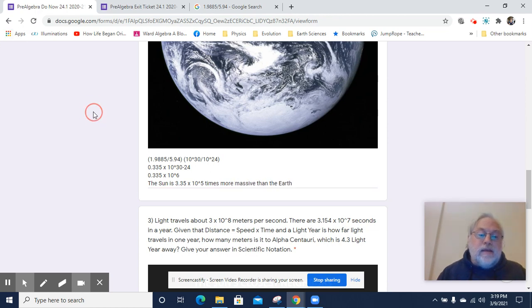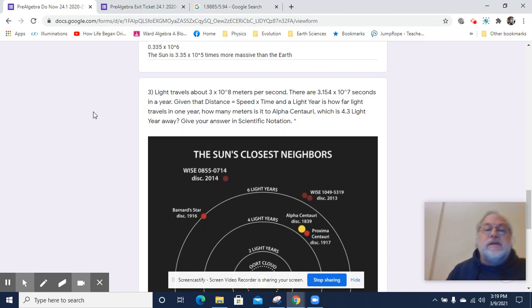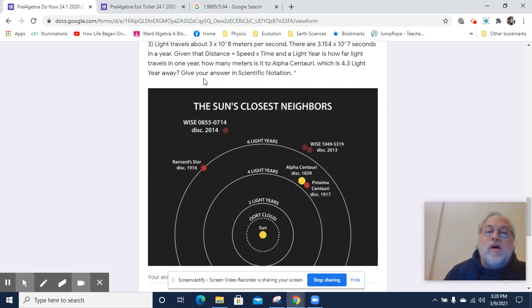Okay, now light travels at about 3 times 10 to the 8th meters per second, and there are about 3.154 times 10 to the 7th seconds in a year. Now, given that distance equals speed times time, and a light year is how far light travels in a year, how many meters is it to Alpha Centauri, which is 4.3 light years? So what we need to do is figure out how many meters there are in 1 light year, which is going to be the speed times the time. So I'm going to do 3 times 10 to the 8th times 3.154 times 10 to the 7th, and multiply that times 4.3.